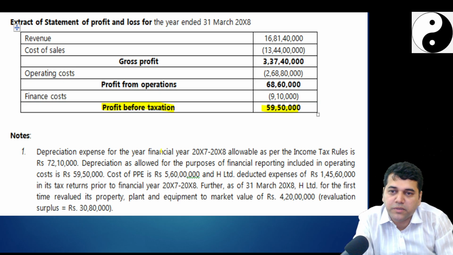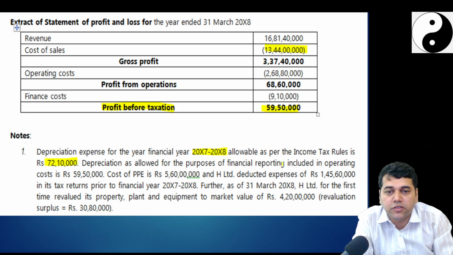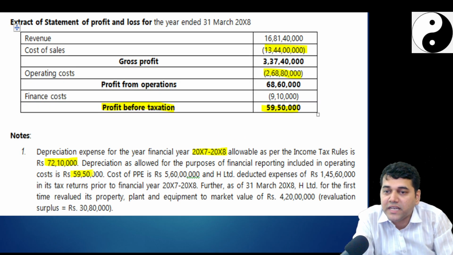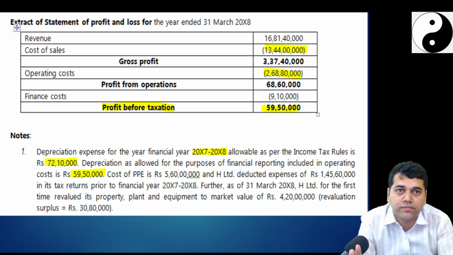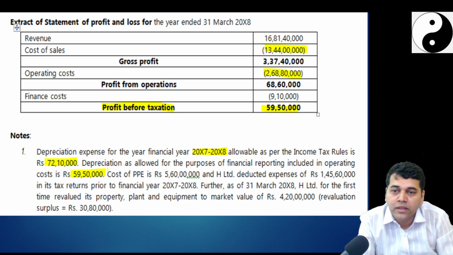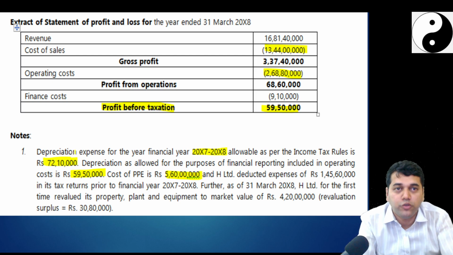Now the depreciation expense for the year 17-18, where is it? It must be sitting in COGS, and as per income tax rules it is 72,10,000. The depreciation for the purpose of financial reporting is included not in COGS but in the operating expenses, 59,50,000. So what will you do? Add 5950 and deduct 7210. This is only for the taxable profit. Cost of the PPE is 5.6 crores. Now we need a tax base. For this, if you deduct 72.1 from this, you get the tax base.